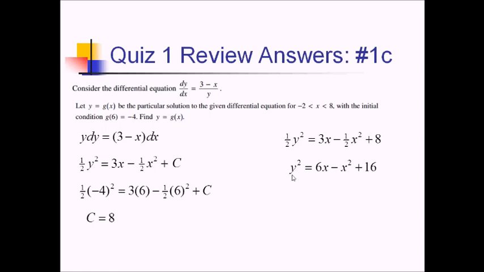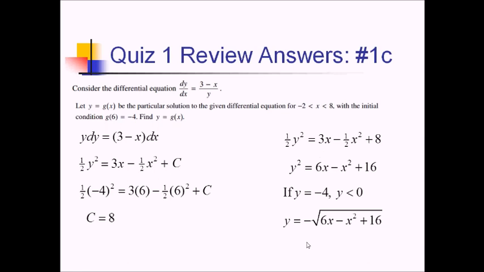To figure this out, let's look at the initial condition. In our initial condition, y is -4, which means in general, y has to be negative for this particular solution. So that means if I have to choose between the plus or the minus radical of all of this stuff, I'm going to go with negative radical of 6x minus x squared plus 16.